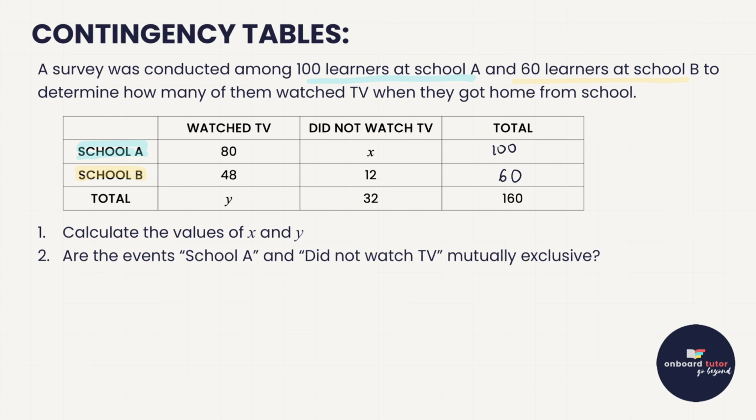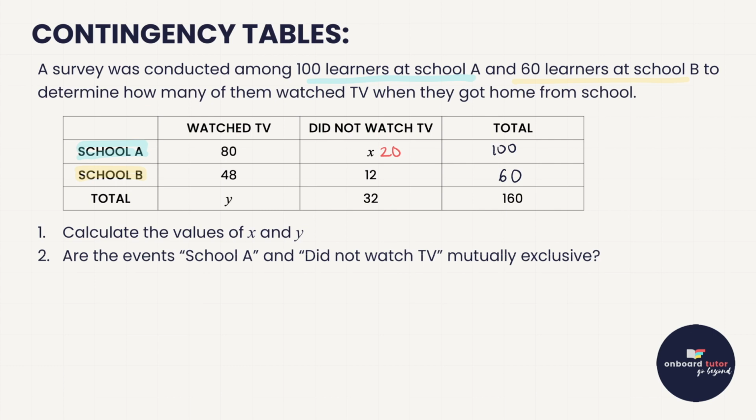Okay, now to calculate X, I've got two options. I can either say 80 plus X equals 100, or I can take the did not watch TV and say X plus 12 equals 32. And either way, if you look at that, you will see that X is equal to 20 because 80 plus 20 is 100, 20 plus 12 is equal to 32.